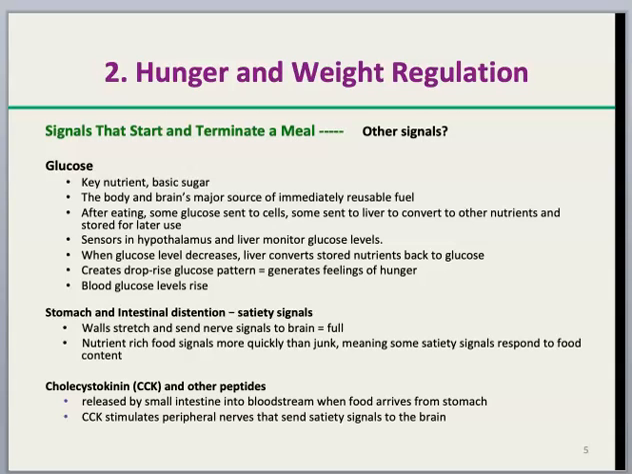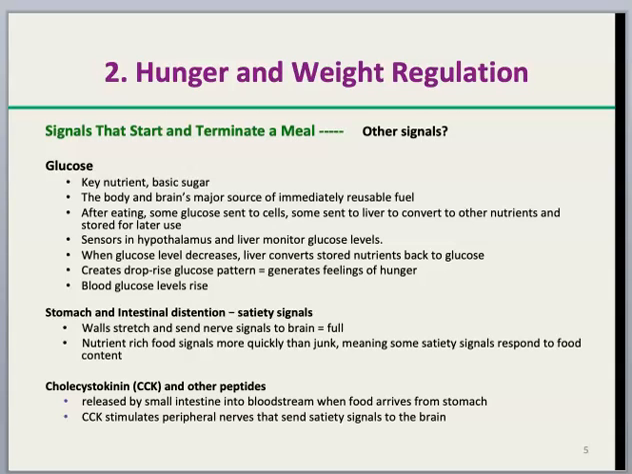So when the hypothalamus and the liver detect that your glucose level in your blood is low, it signals your liver to convert the stored nutrients back to glucose and put it back into your blood. So what this does is it creates a drop-rise glucose pattern. So it goes up and down and up and down. And this glucose drop-rise generates feelings of hunger. Okay. All right, stomach and intestinal distension.